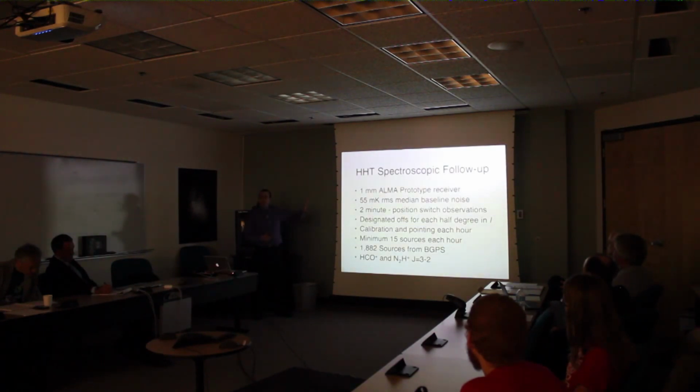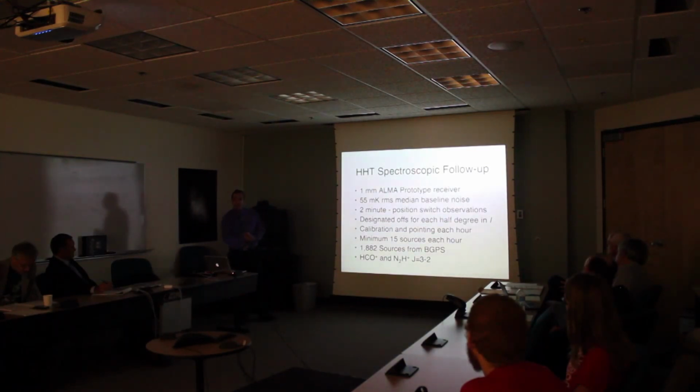So for every patch that we were looking at, like that first one that we just saw, we have to go find a clear area in there, and find that for every single patch of sky that we look at. Then we also have to calibrate and point each hour for the telescope, so we're getting at least 15 sources per hour. We ended up observing nearly 2,000 sources by the time we were done in HCO+ and N2H+.